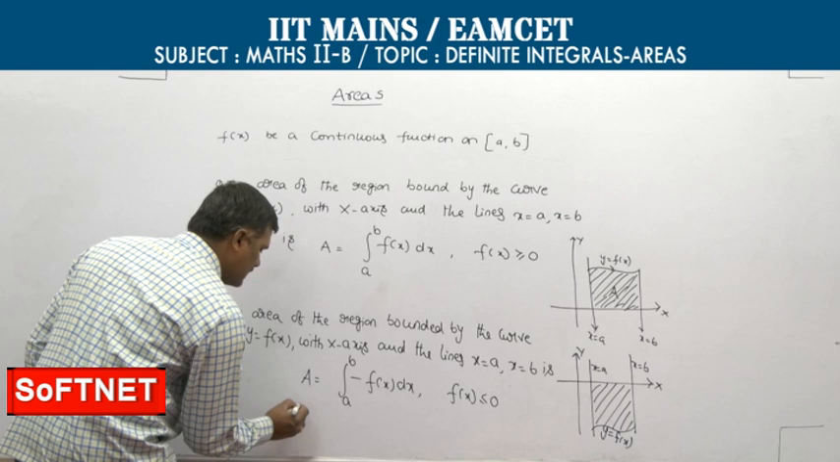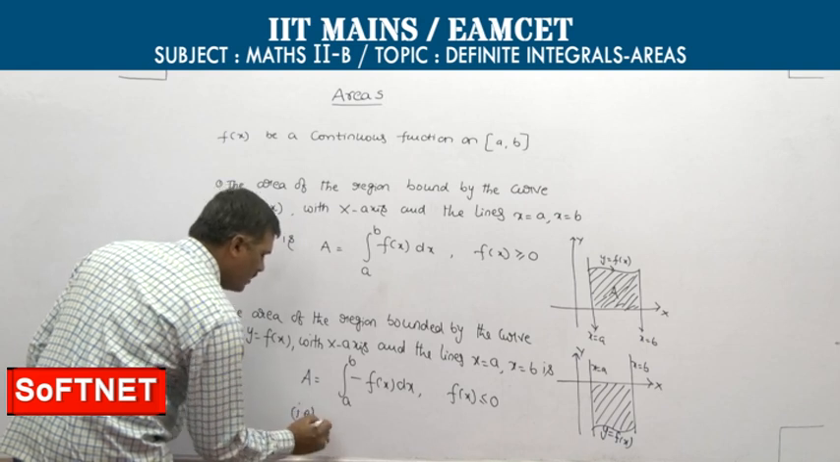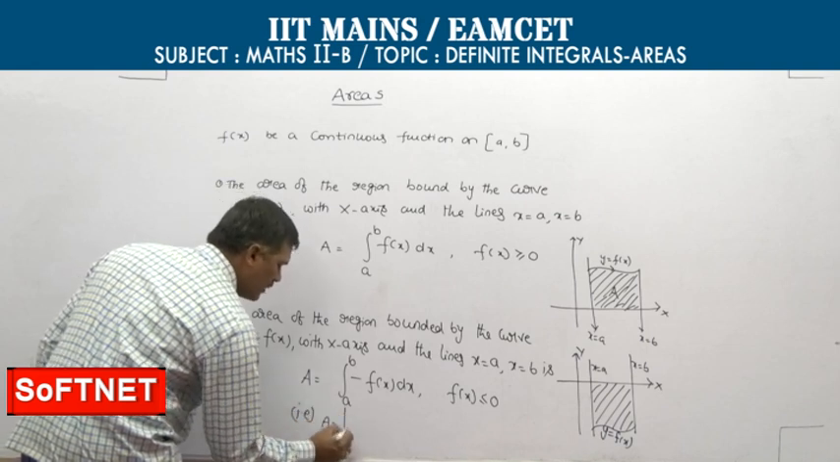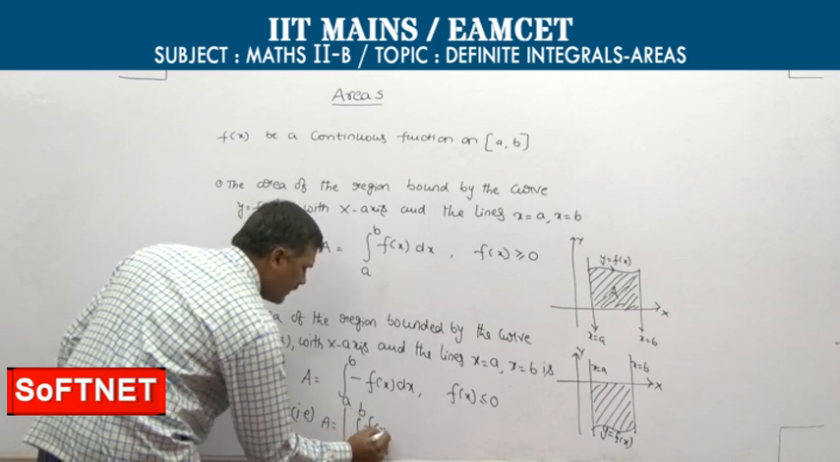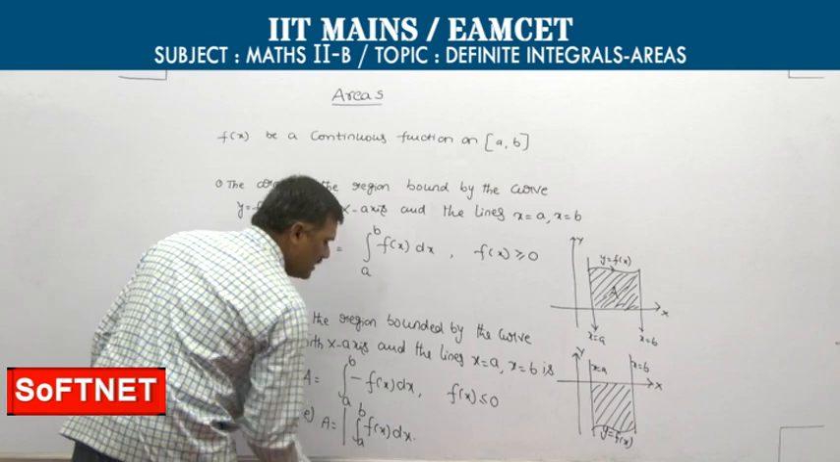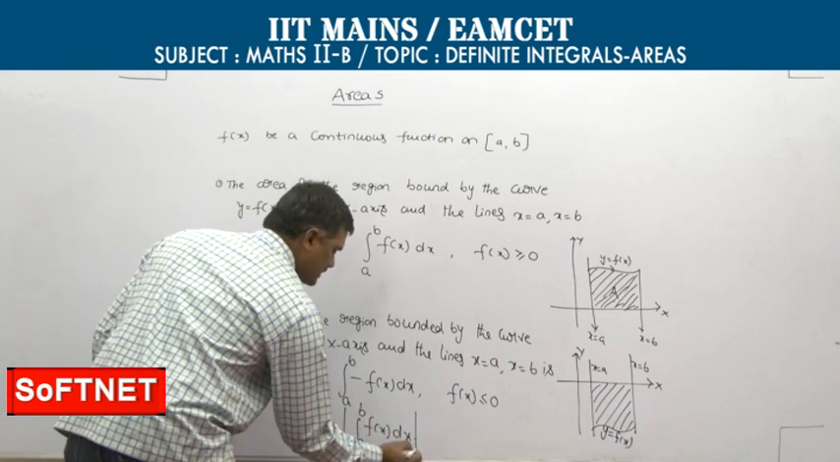this can be written as area never be negative. Therefore, A is equal to modulus of integral of a to b f of x into dx.